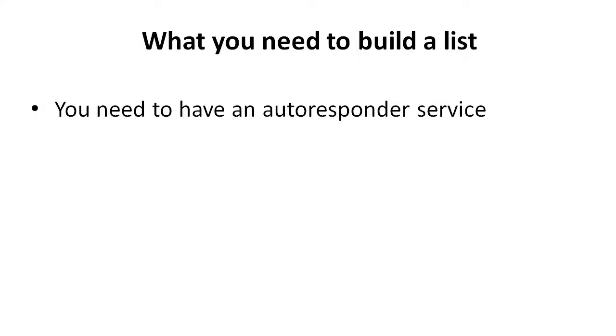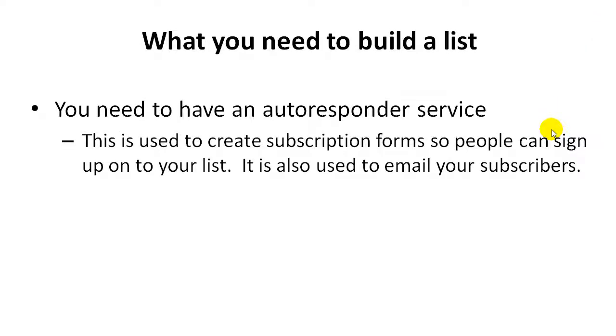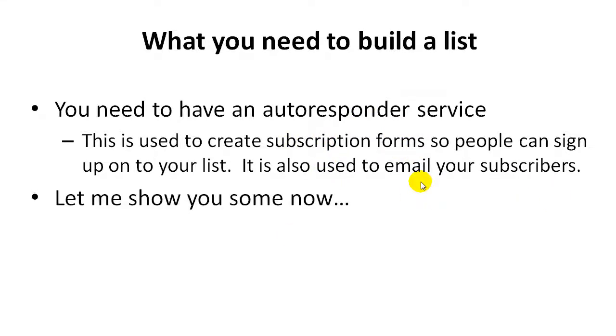Now let me talk about what you need to build a list. Obviously, you need to have an autoresponder service. This type of service is used to create subscription forms so you can put these subscription forms on your WordPress site so that people can sign up onto your list, and it also can be used to email your subscribers. There are many different ways of using an autoresponder service, and I'll give you a quick run-through next. So let me go ahead and show you some autoresponder services and give you a quick run-through so you know what to expect.